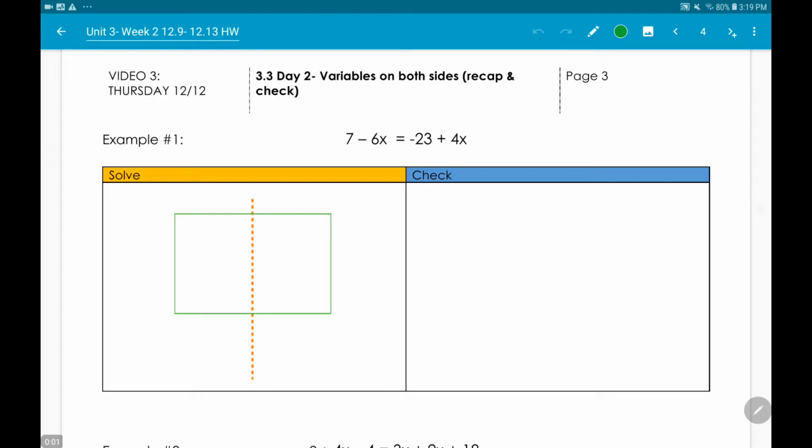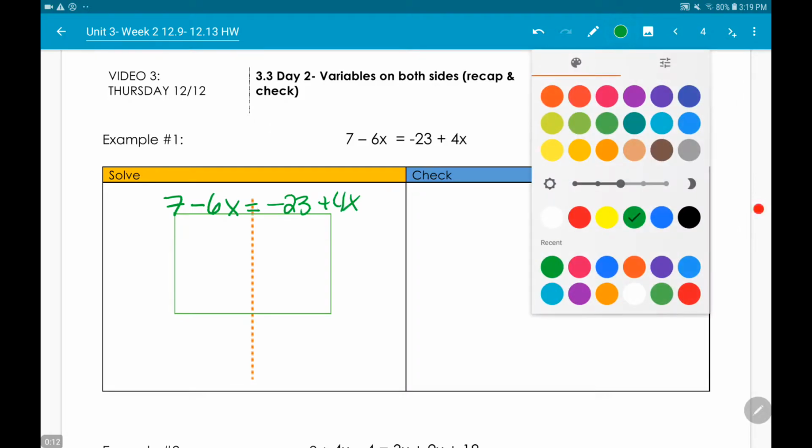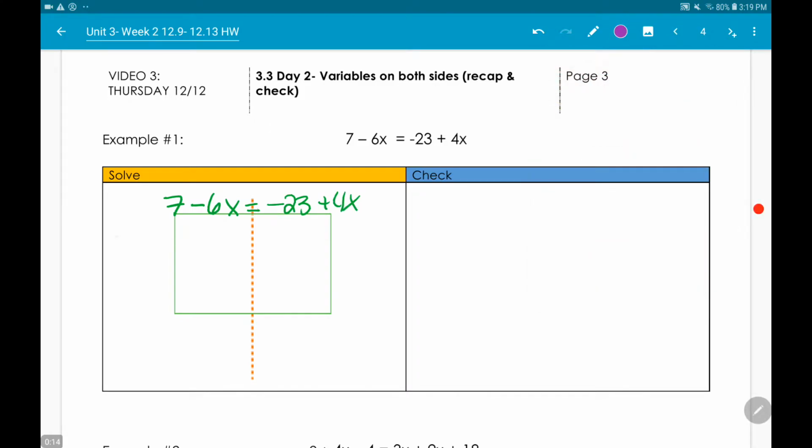Alright, so at this point, you guys are masters at solving these things. So now we're going to add our check and make sure we know how to check to see if we are right or wrong. So, let's do it. X is on this side, numbers on this side, and let's go.